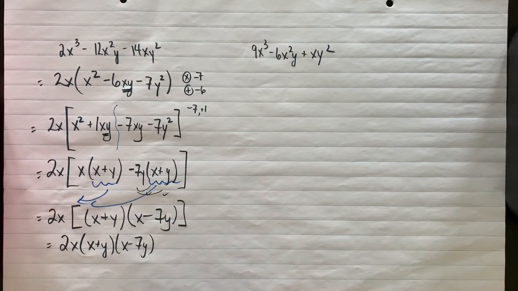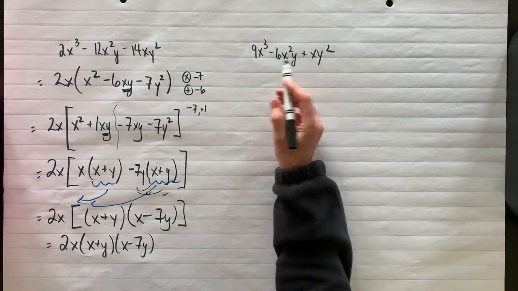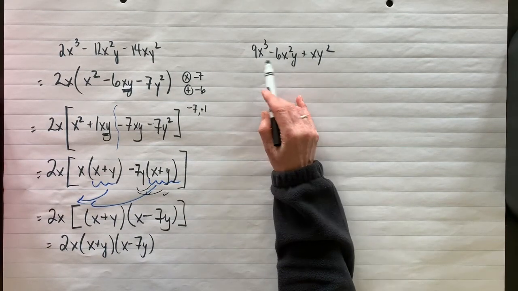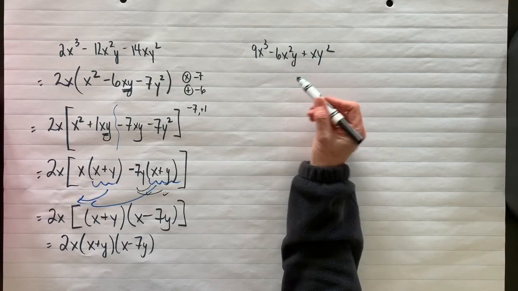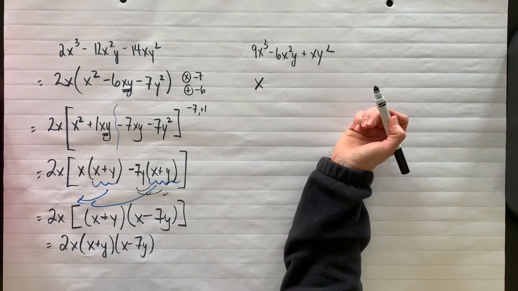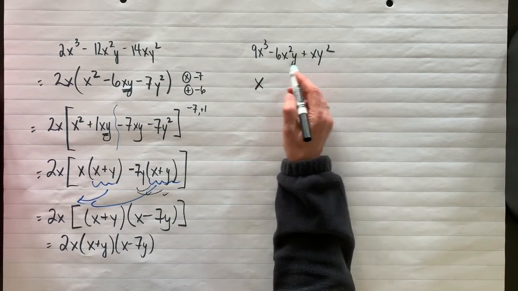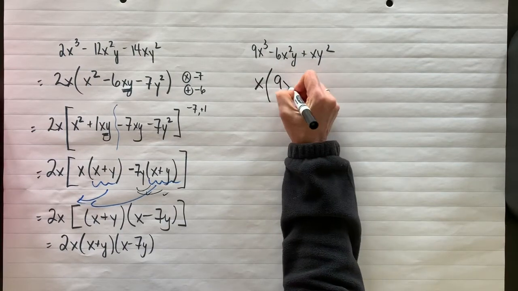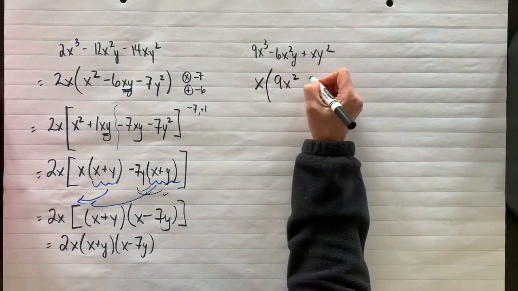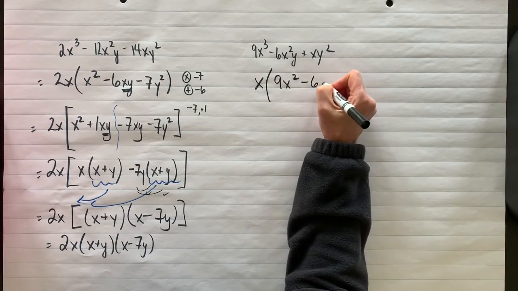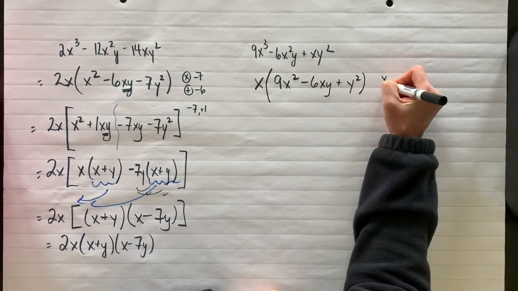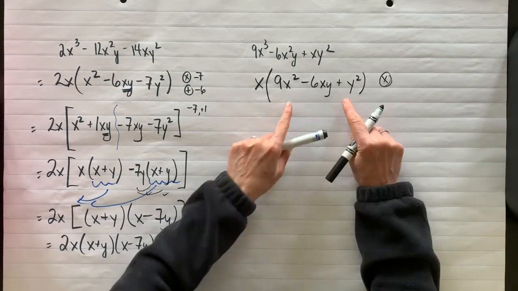I have a sneaking suspicion the same thing will happen here. I take a look and I have 9, 6, and 1, so I can't pull a coefficient, but I have x cubed, x squared, and x. So I could take an x to the power of 1 out of there. I can't take any y's because there's no y term here. So all I can take out of there is an x, and I'm left with 9x squared minus 6xy plus y squared.